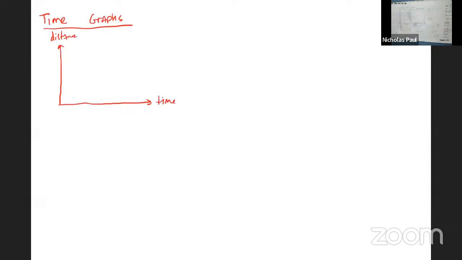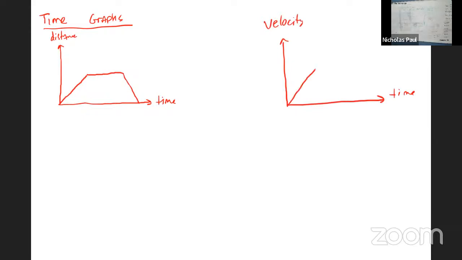And we have three shapes that we need to understand. We have a positive gradient, horizontal, and a negative gradient. I'm going to explain what each of those lines represent. And then you could also have a velocity time graph, and we're going to explain the shape.